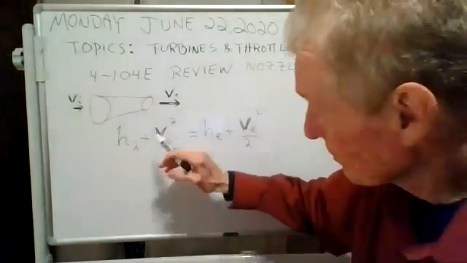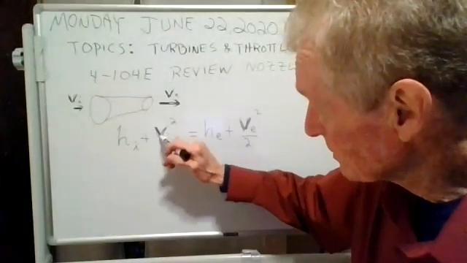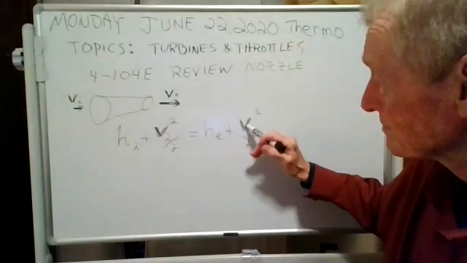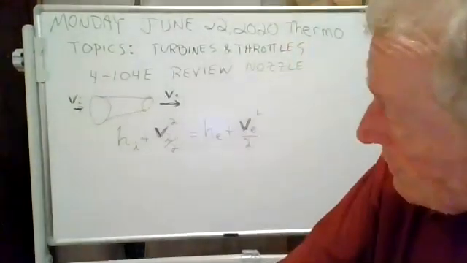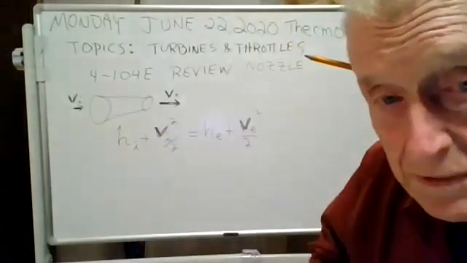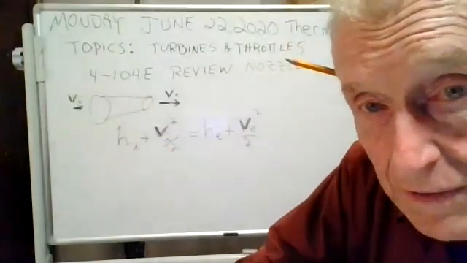Now notice I wrote these in kind of a dark type. Those are velocities.